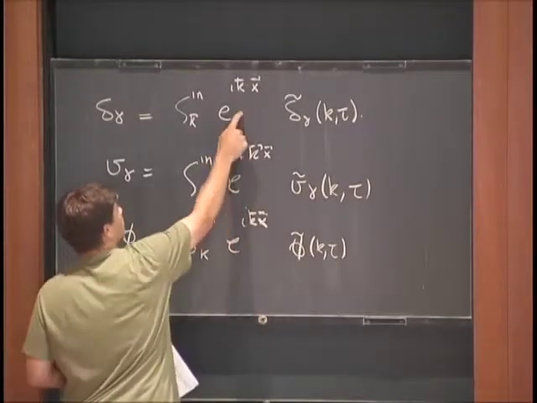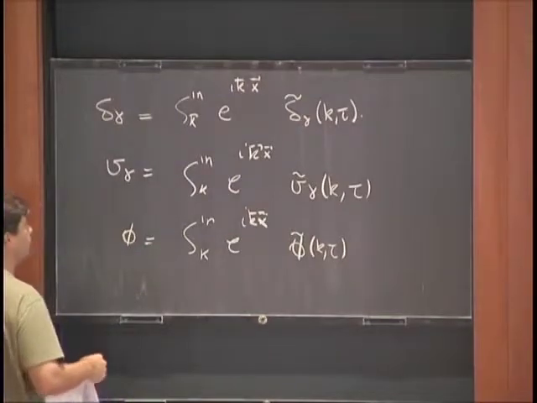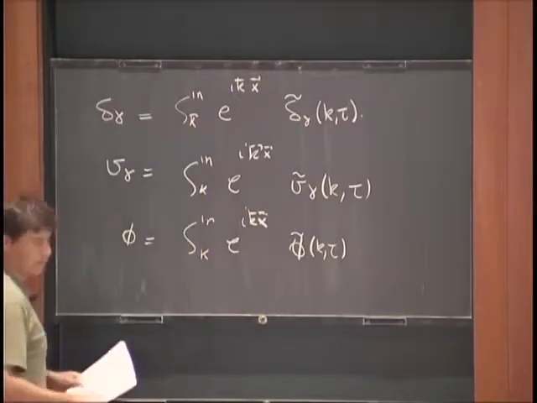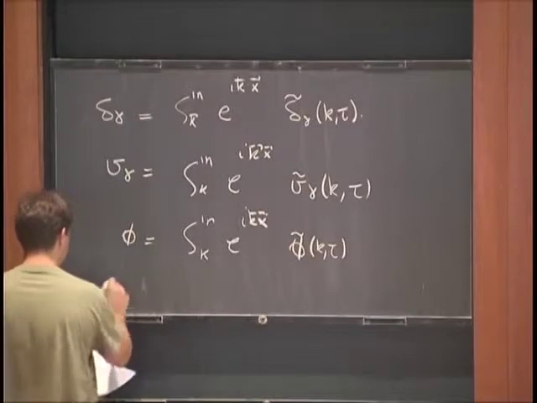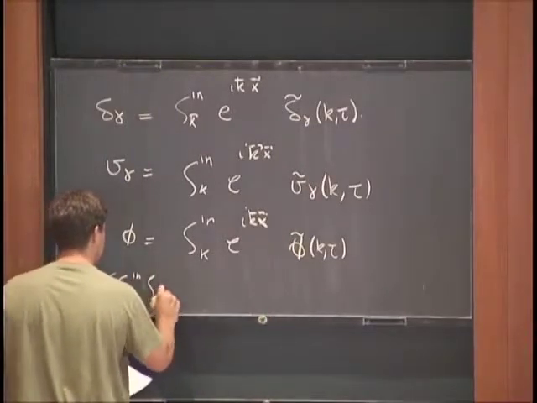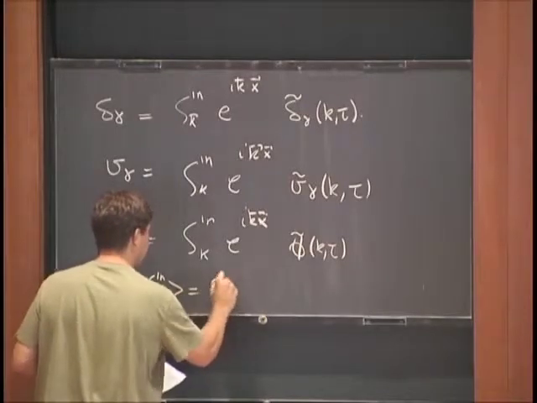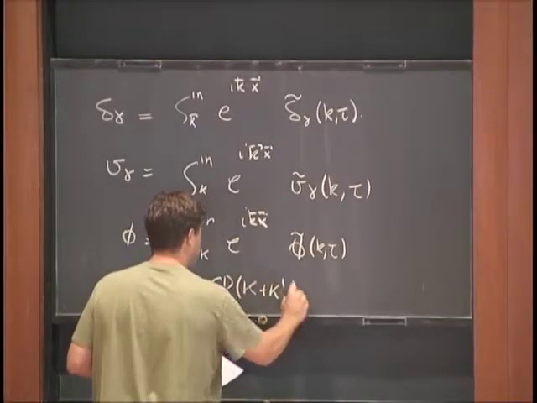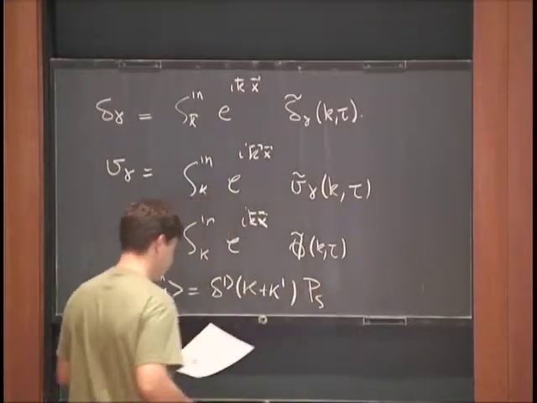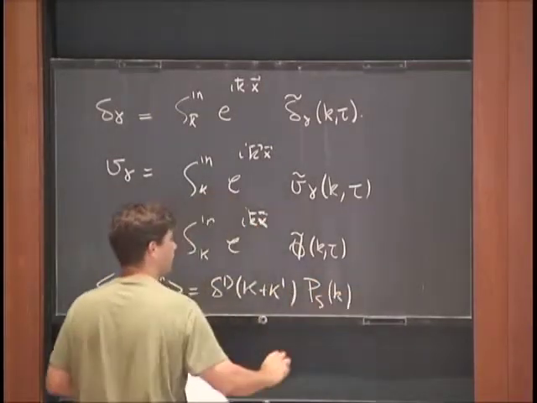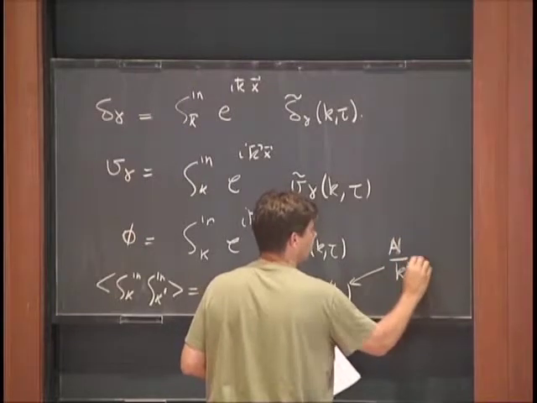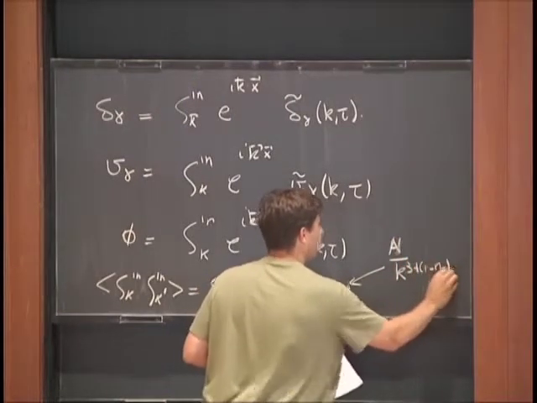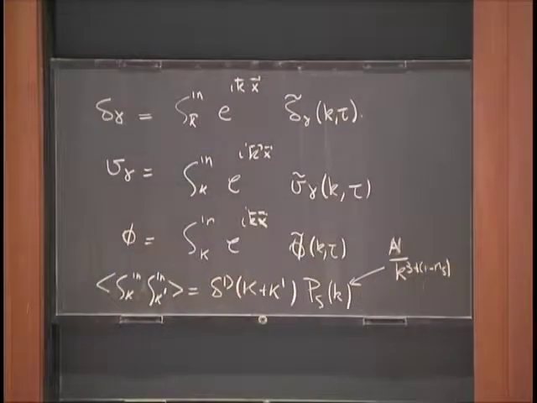This is just the spatial dependence from the fact that I'm considering one single Fourier mode. And this is the Gaussian random initial conditions computed from inflation. In particular, if it's just a Gaussian random field, this zeta k at the initial time is just the delta function of k plus k prime times the power spectrum of this variable zeta of k, which goes roughly as a constant divided by k cubed and perhaps some small tilt.